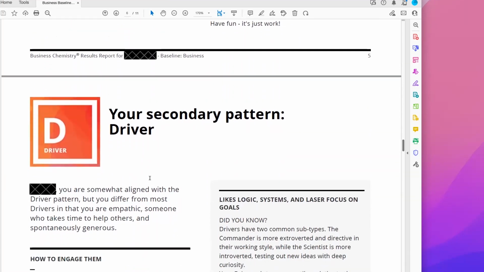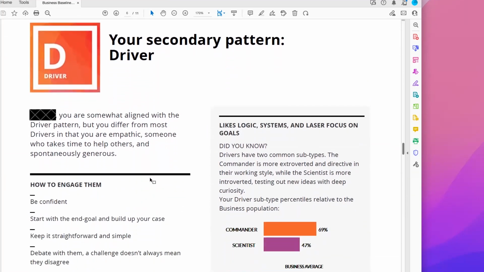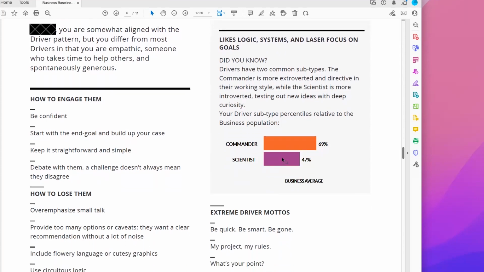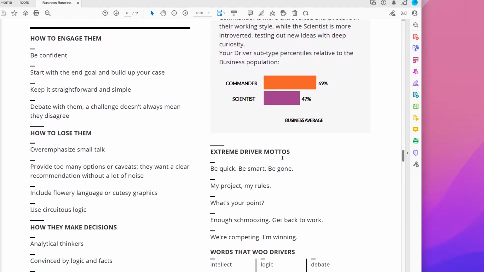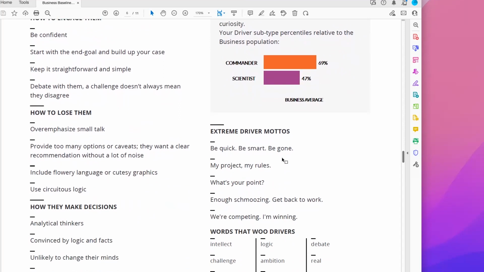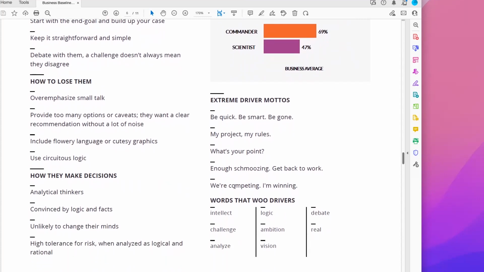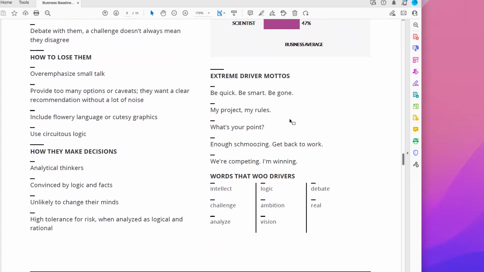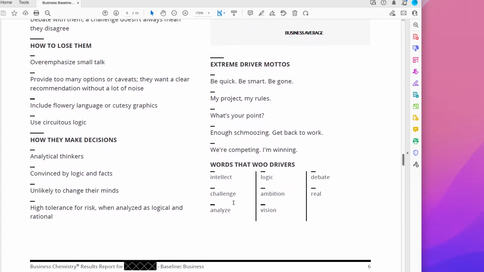Okay, your secondary pattern is driver. Yep, that's fine. How to engage how they engage you as a driver. I'm more of a commander than a scientist. Here are my extreme driver mottos. Be quick, be smart, be gone. My project, my rules. Enough schmoozing, get back to work. We're competing, I'm winning. Again, a lot of these, we're going to see those in-between traits that are shared. And now if you want to woo the driver in you, then this is what I need to talk to you about or point out about your qualities.